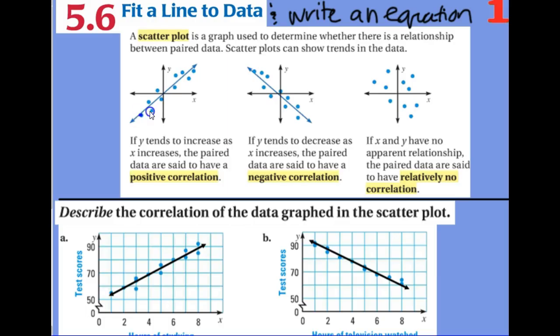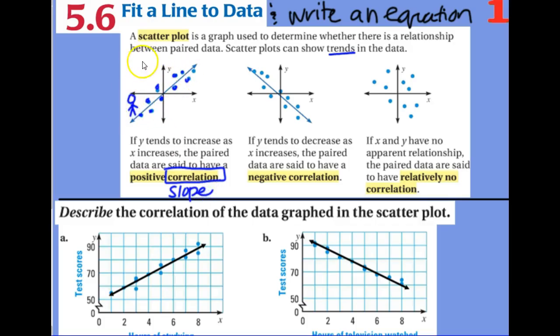A scatter plot is a bunch of random points that are plotted on an x and y axis on a graph. So a scatter plot is a graph used to determine whether there is a relationship between paired data. Scatter plots can show trends in data. So if y is increasing as x is increasing, meaning they're both going up, the paired data are said to have a positive correlation. Now the word correlation is another word for a slope. These have a positive slope.